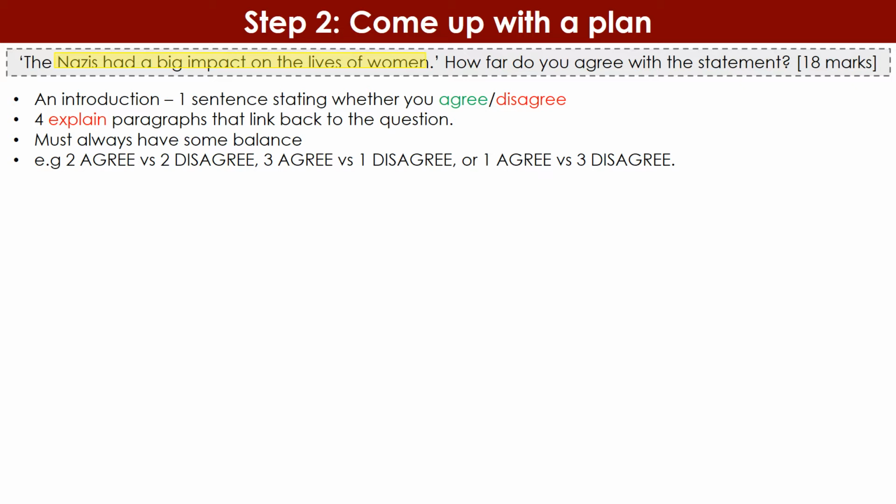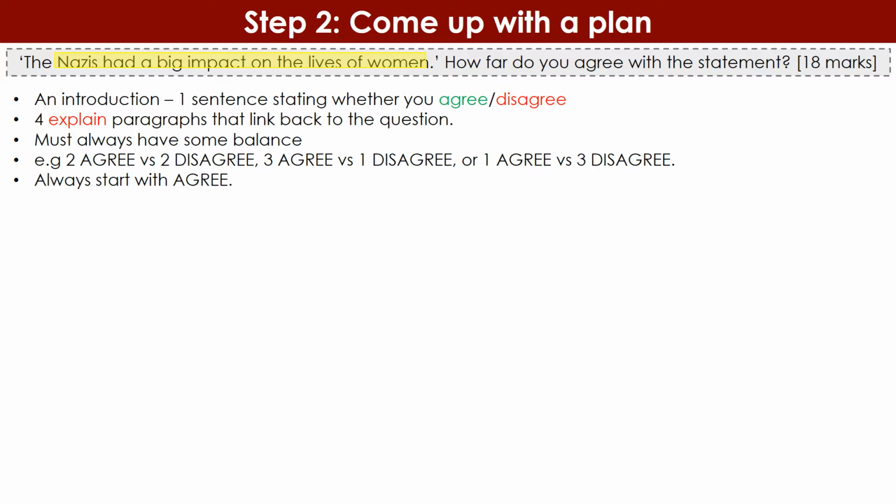Or if you are more in favor of agreeing with the statement, you could go 3 examples that agree and 1 that disagrees. On the flip side, if you are more leaning towards the disagree side, you could go, here are 3 that disagree, here is 1 that agrees. It's up to you which way you go down these. However, you must have at least 1 disagree or agree in your answer.